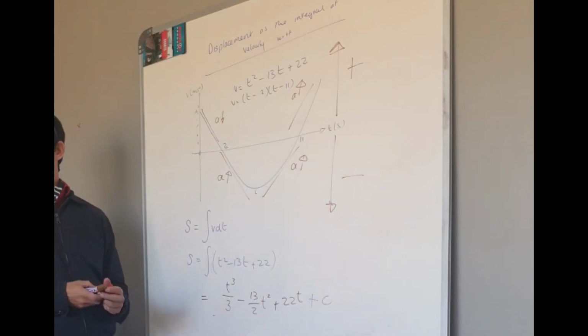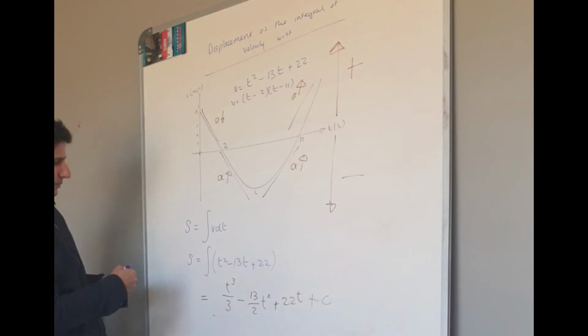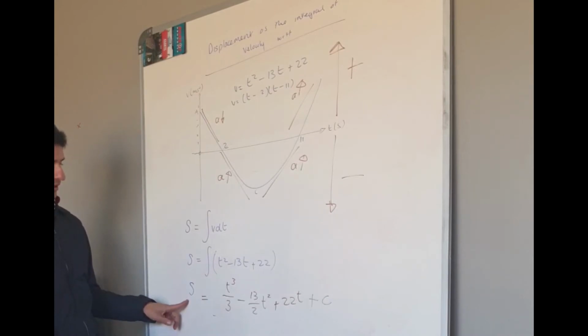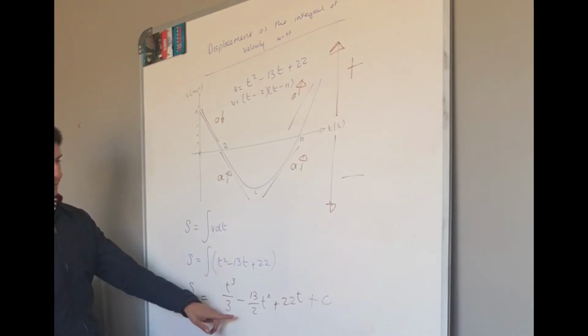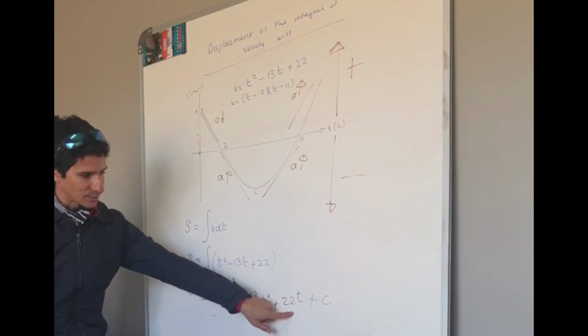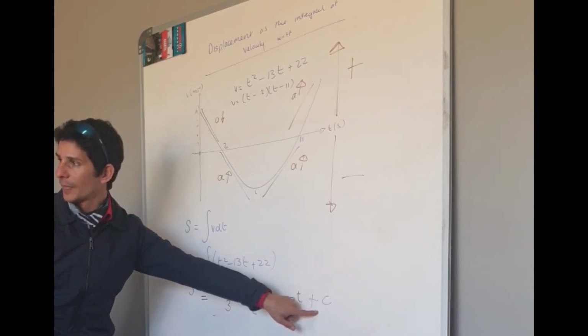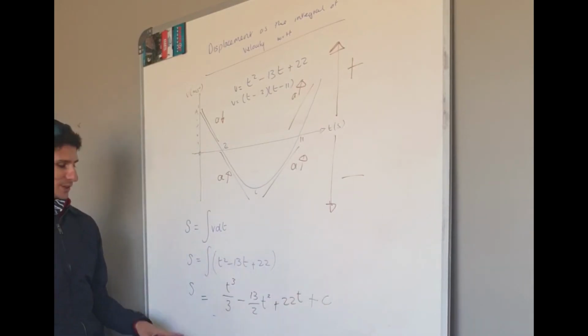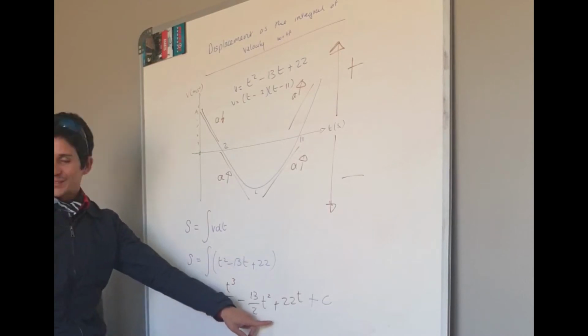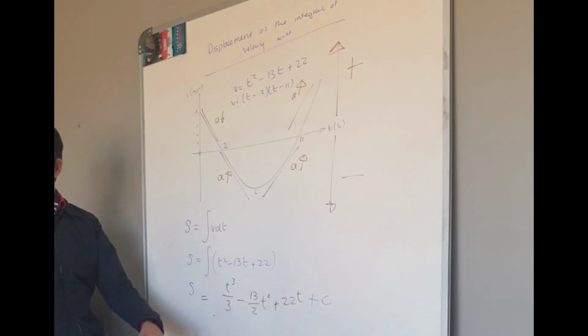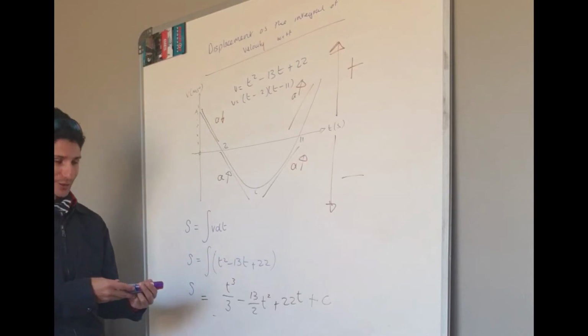With boundaries. I just consider that at time 0, my displacement is 0. So think about what's going to happen. If I make displacement and time both 0, that's going to be 0, that's going to be 0, so c is going to be equal to 0 plus 0 plus 0 plus 0, which is 0. So we could make it 0.